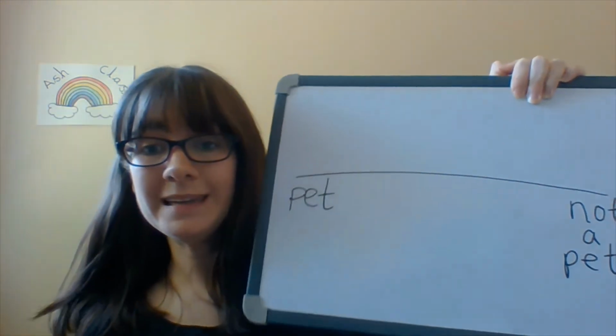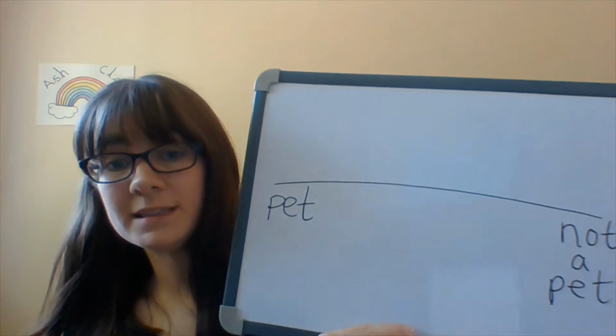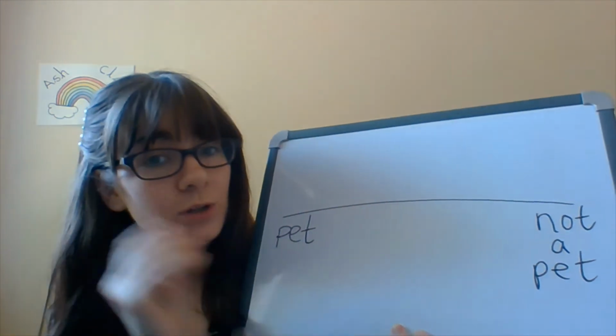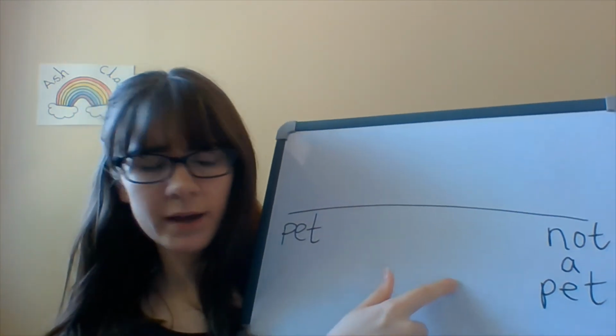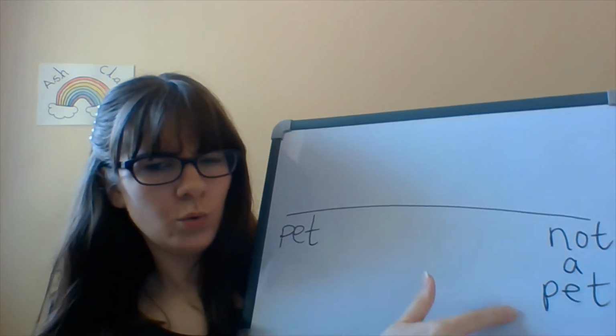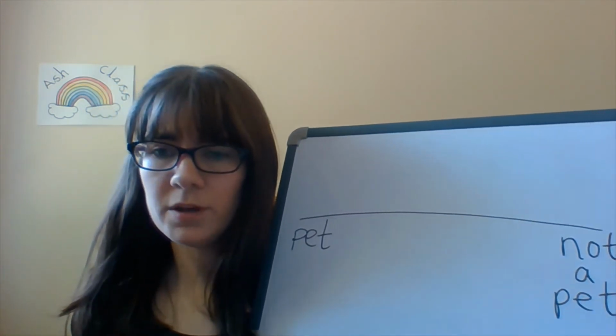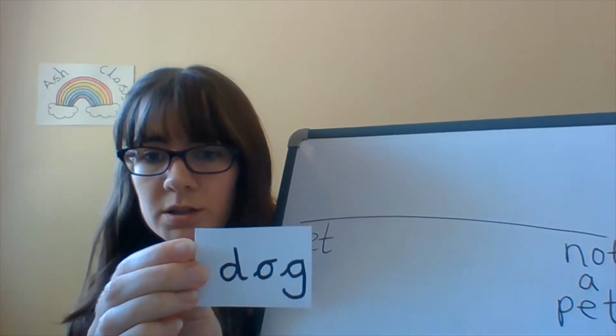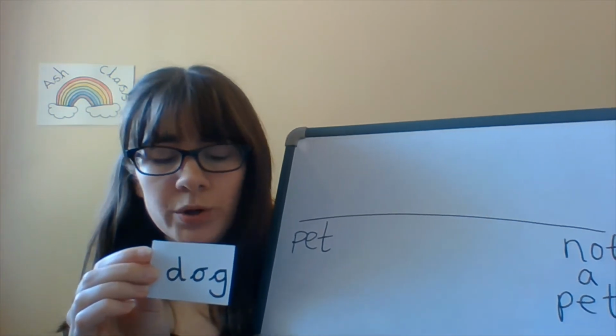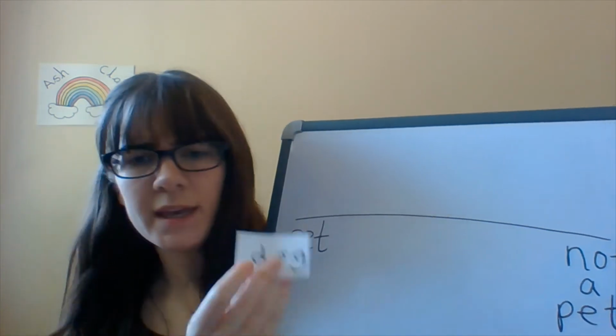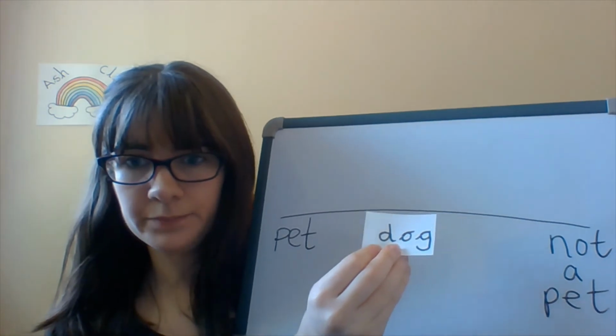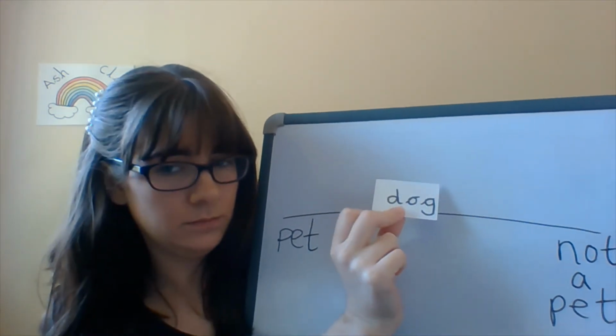And then I've given you a list as part of your task B. I've given you a list of things, including lots of animals, to sort on the line from whether or not they're a pet or not a pet. So my first one was this word, dog. Is a dog a pet or not a pet? Or is it somewhere in the middle?